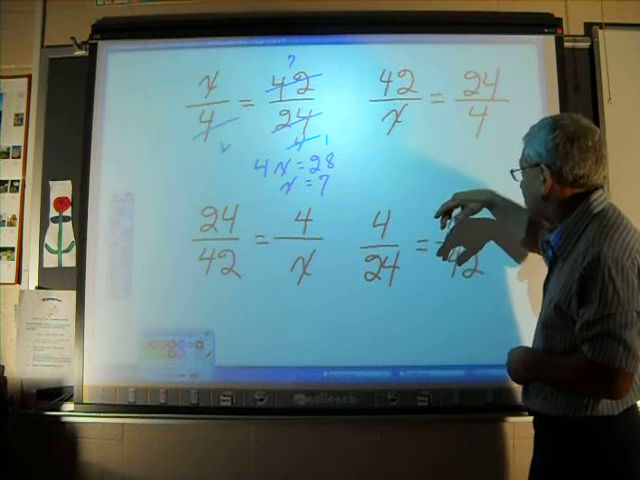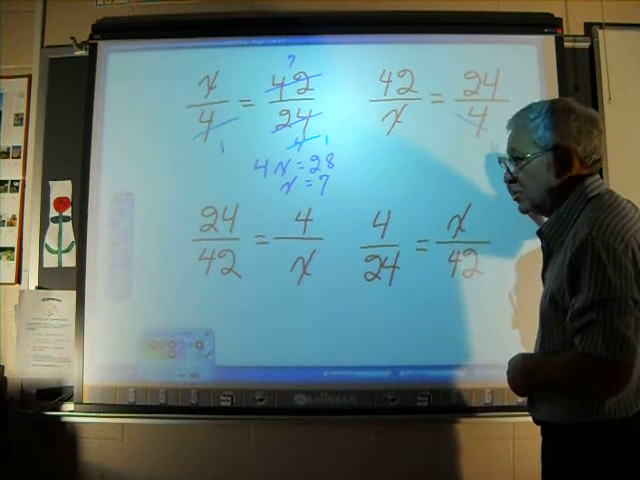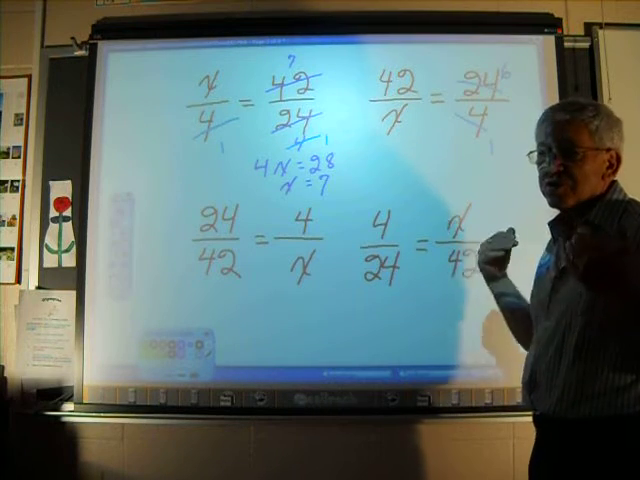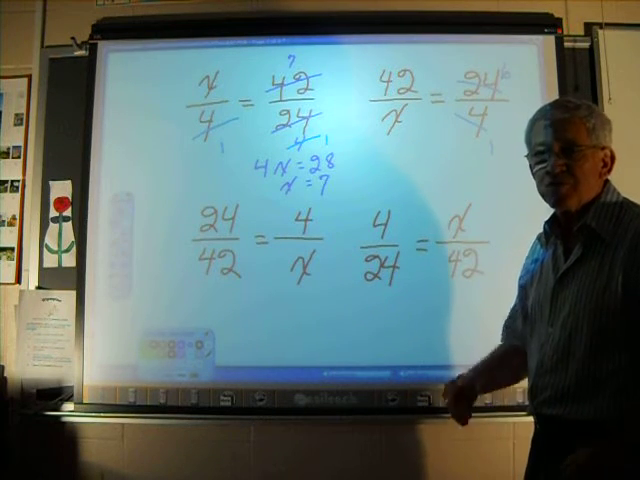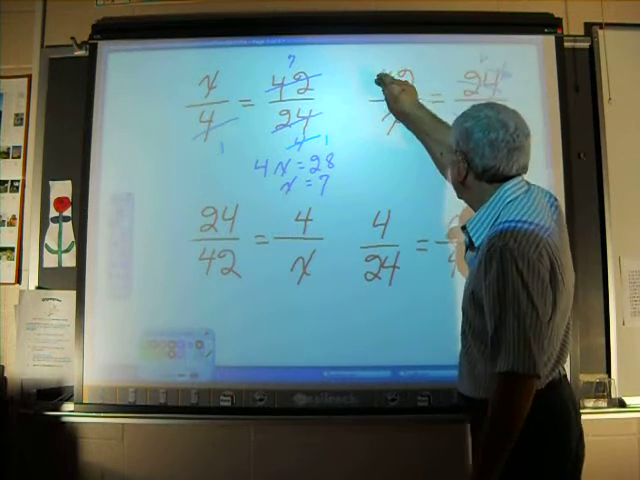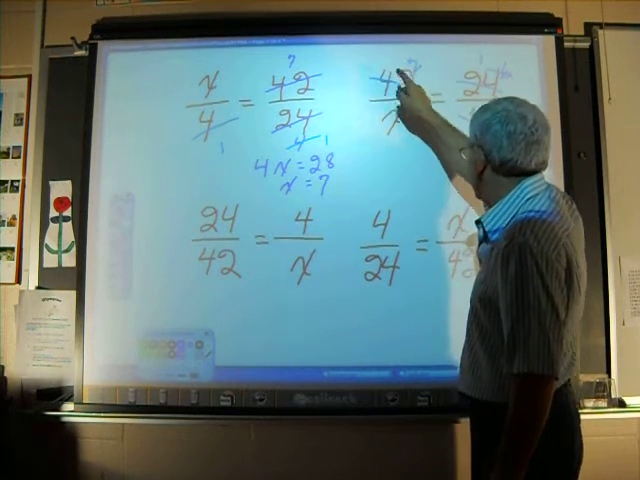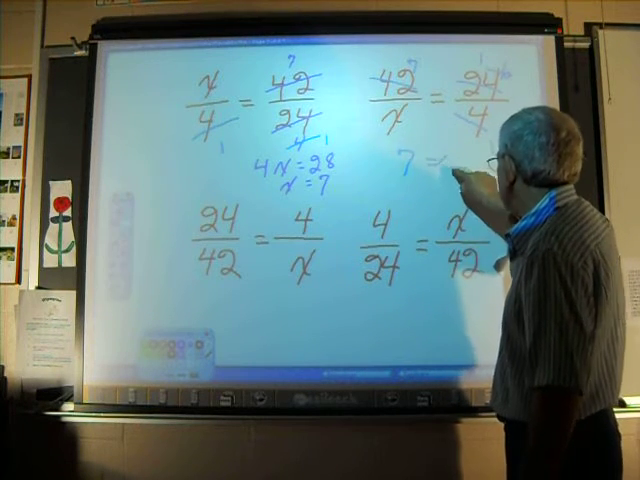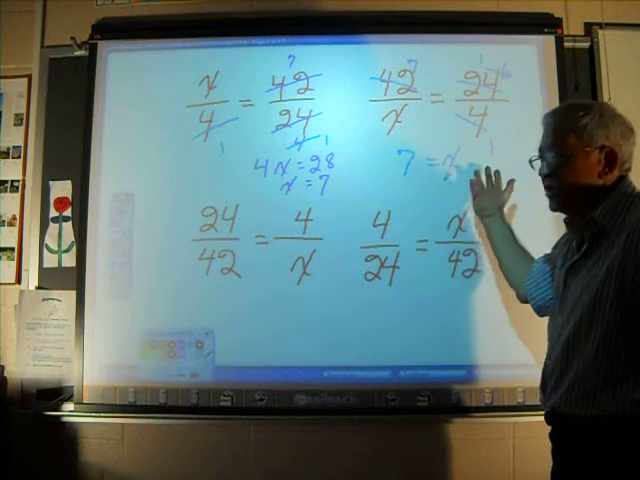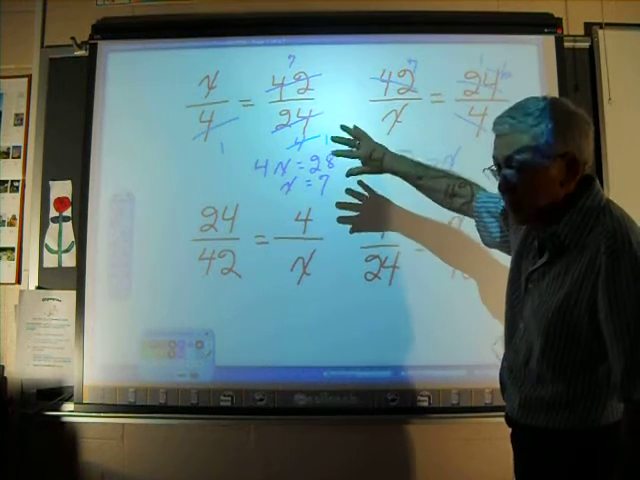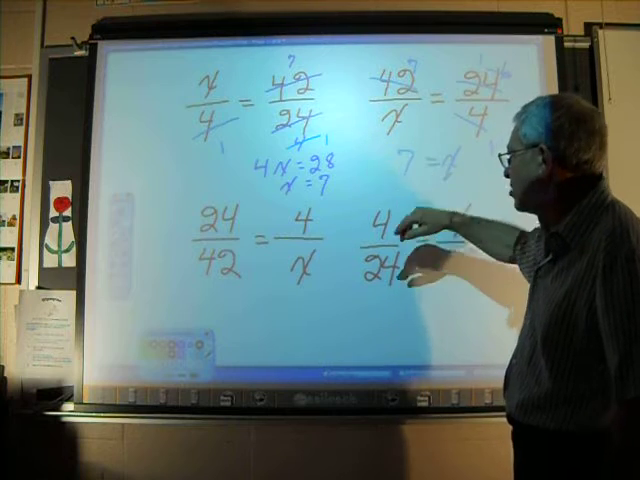Now I can do the same thing here. 4 into 4 is 1. 4 into 24 is 6. Now I can also reduce across the top. I can reduce horizontally. So I can go 6 into 6 is 1. 6 into 42 is 7. I cross multiply that. I get 7 equals 1x. The same example, because these are all the same proportions. And I got them all by rotating them again 90 degrees counterclockwise.